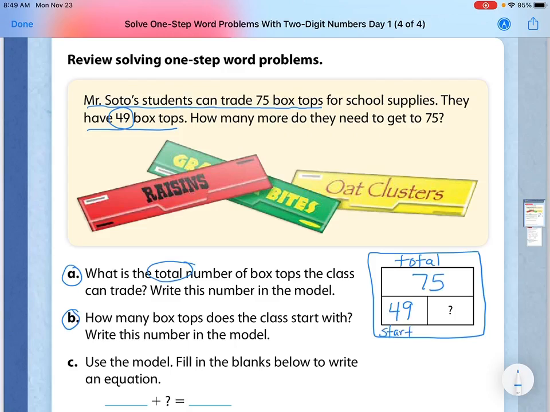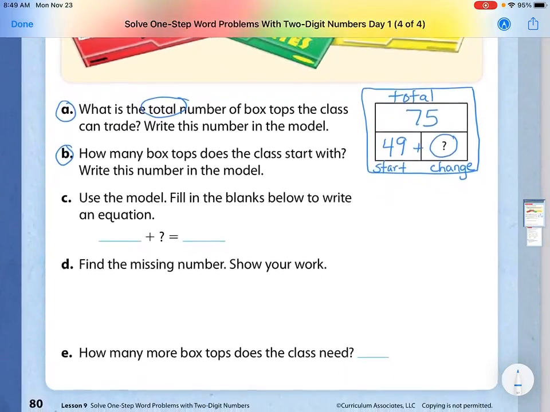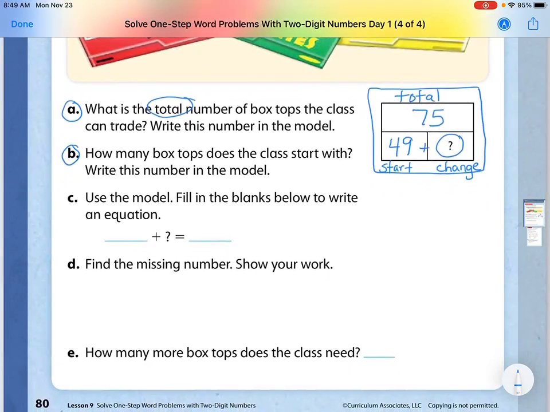Okay. And then the last part of that problem says, how many more do they need to get to 75? And that's, of course, our question mark. That is, how much are we going to change 49? What will our change be? What are we going to add to 49 in order to get to 75? That's the change, not money, but how are we going to make that number increase? So that's the change we're talking about.